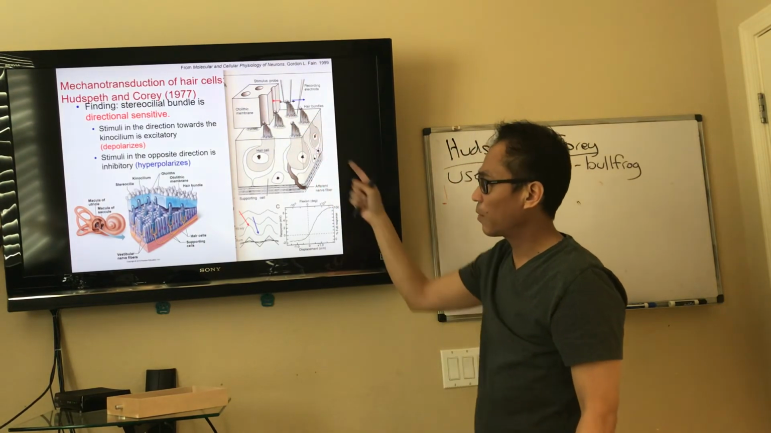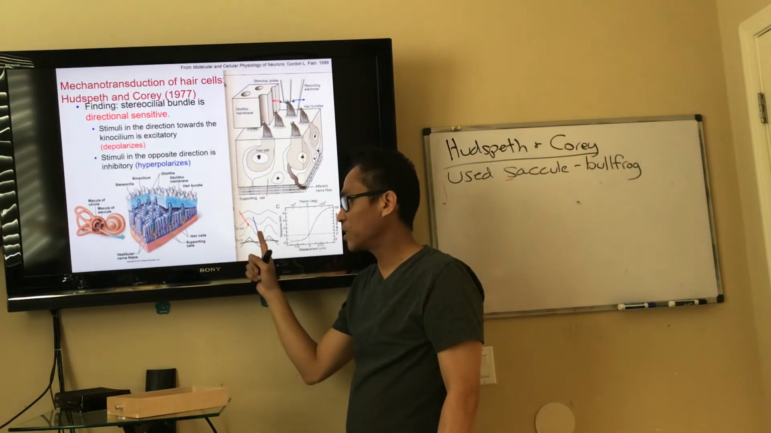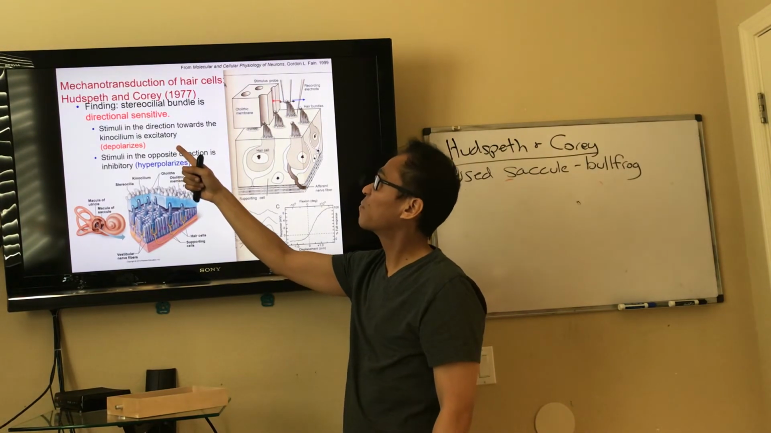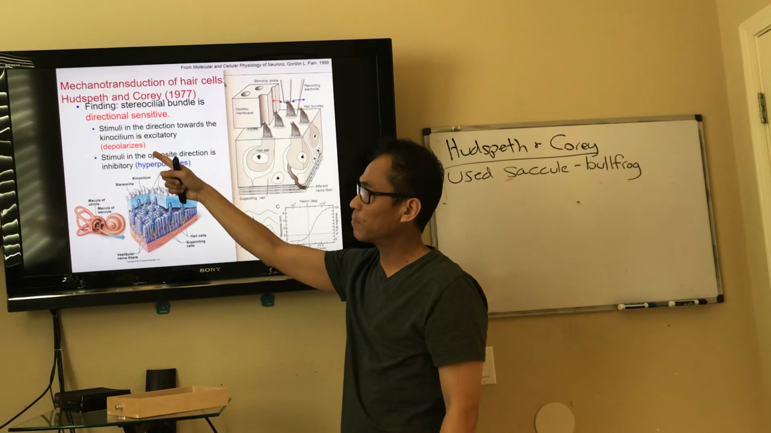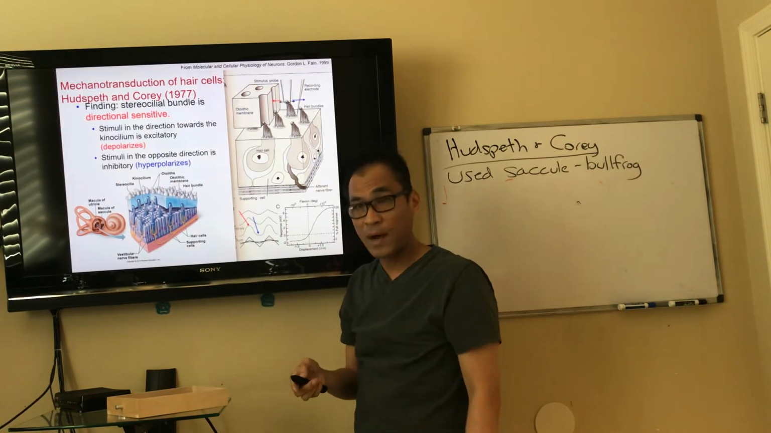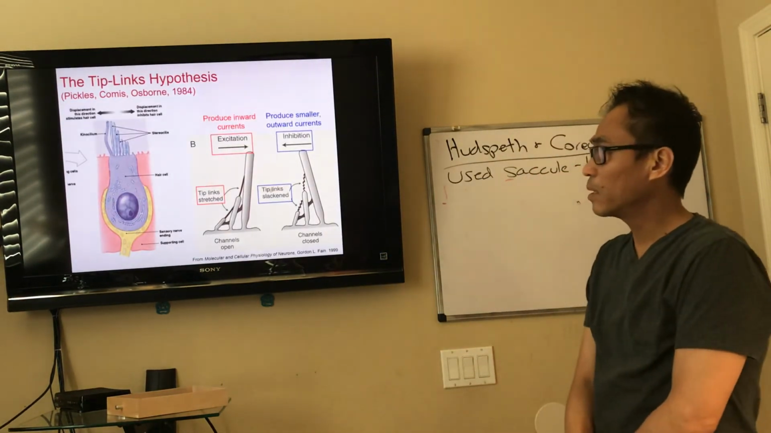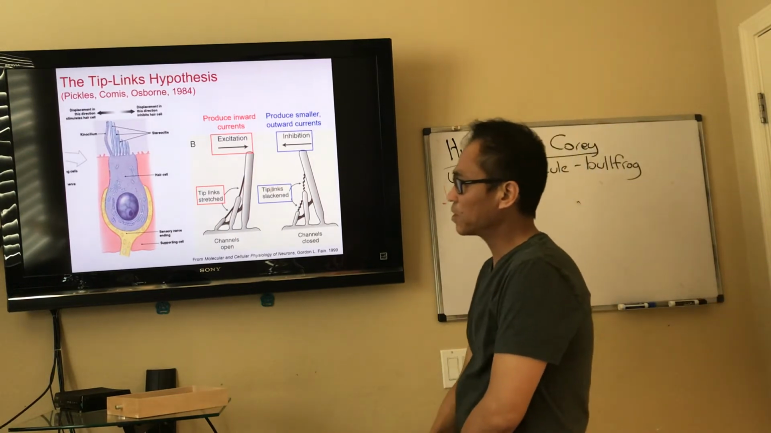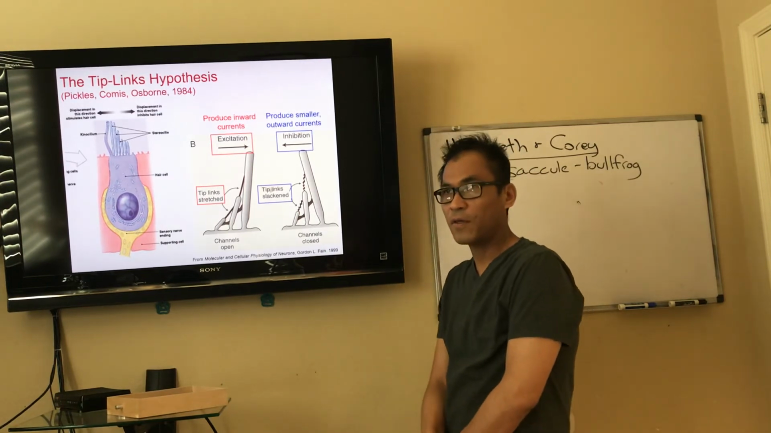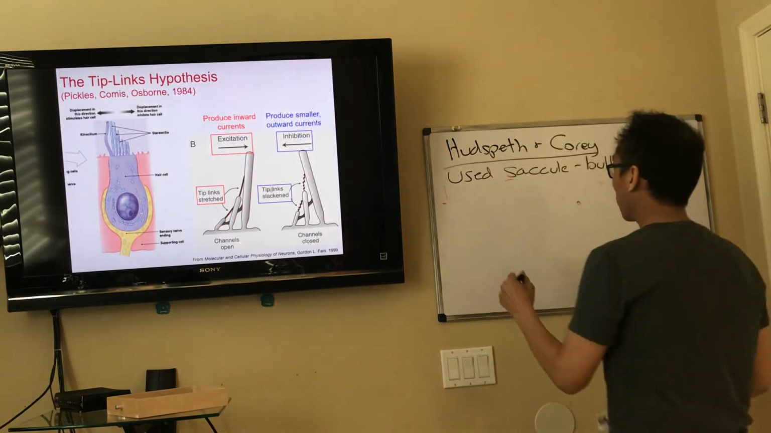stimulate. And when they wiggled back and forth, they detected depolarization, hyperpolarization, right there. That's what I say there. When the stimuli moved in the direction toward the kinocilium, it depolarizes, and move it in the opposite direction, it hyperpolarizes, and that's the stimulation we're talking about. What they hypothesized, the reason why you had excitation versus inhibition, they called it the tip links hypothesis, that all the tips of the hairs were actually linked. So that's what I want you to know about Hudspeth and Corey.